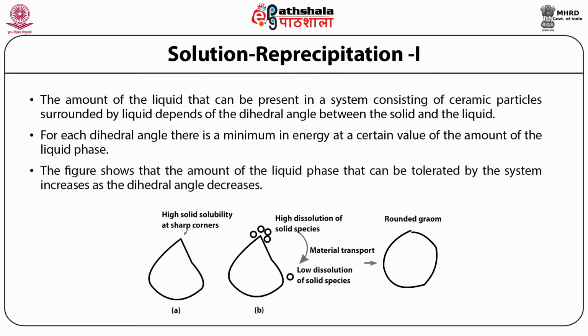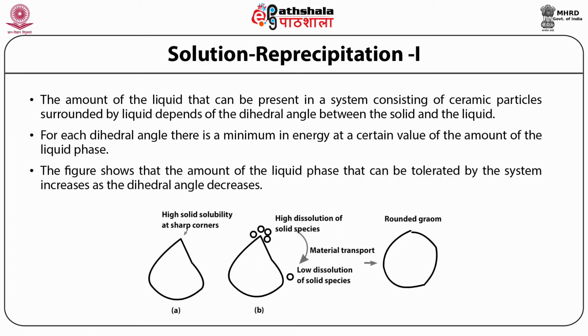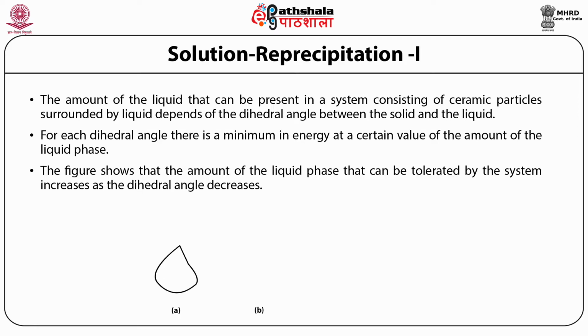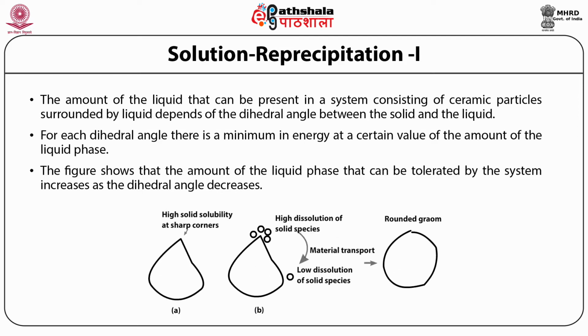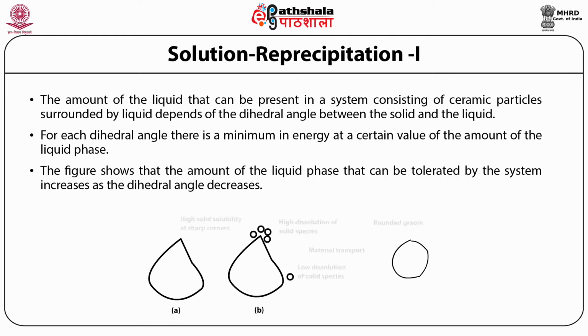The figure shows that the amount of liquid phase that can be tolerated by the system increases as the dihedral angle decreases. It reaches about 30% when the dihedral angle is 0, that is, the liquid wets the solid particles perfectly. It approaches 0 when the dihedral angle is about 40 degrees.